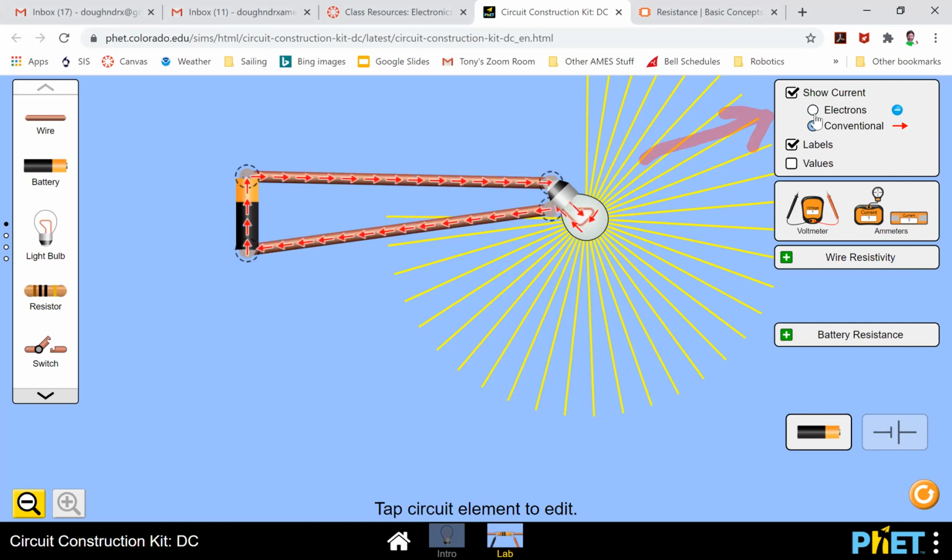So we talked about this in last night's homework. Remember, conventional current is what Benjamin Franklin came up with. He looked at the plus side of the battery, he looked at the minus side of the battery. He saw that the light was on, so he knew that something was happening, but he didn't know what direction it was flowing. So he arbitrarily said, well, I'm going to treat it as if the electricity is flowing from plus to minus. And then after he died, people found out that actually that's not what's happening.